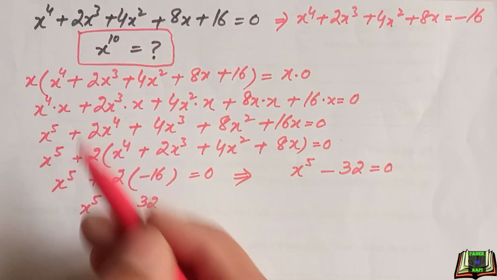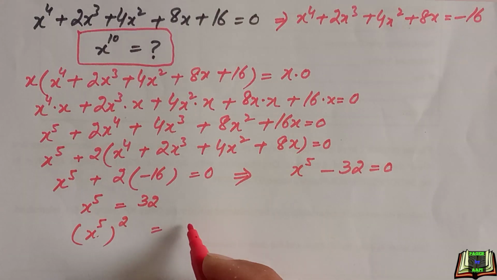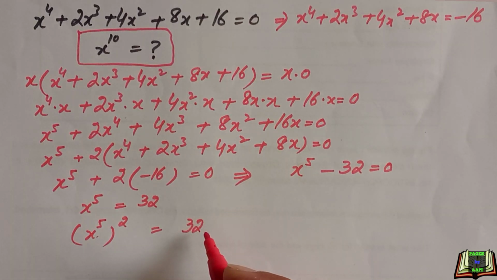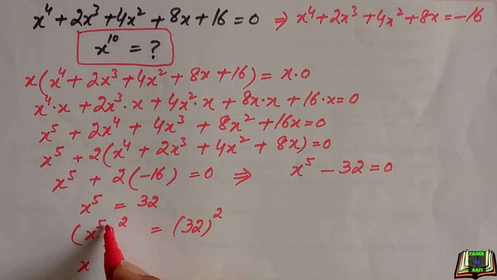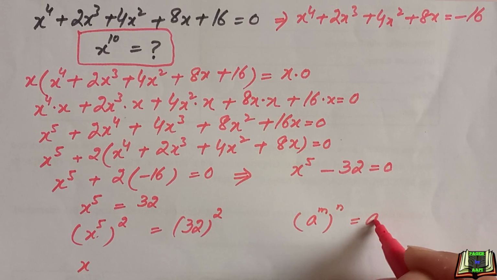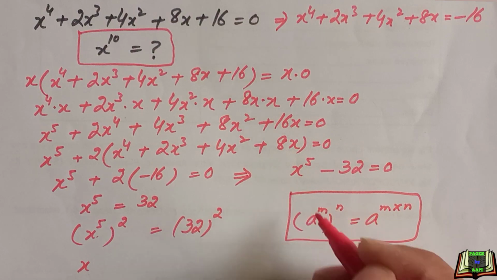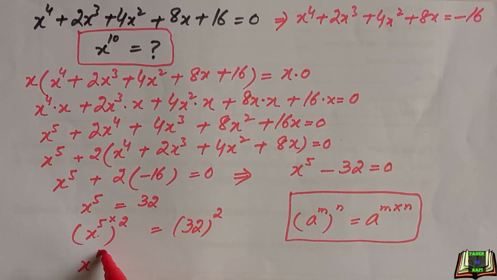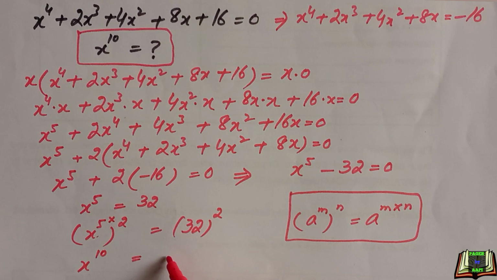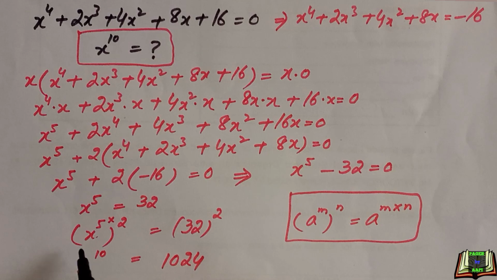But we have to find the value of x raised to the power 10. So we will take square of this equation on both sides. 32 square. This is equal to x raised to power, when a raised to power m raised to power n, this is equal to a raised to power m times n. So we will multiply these two powers. 5 times 2 is 10 is equal to 32 square is equal to 1024. This is the final and required answer.